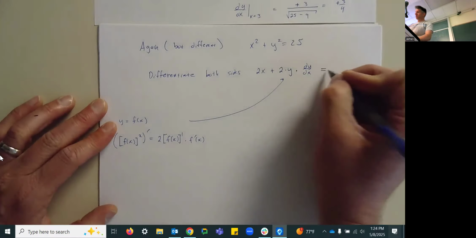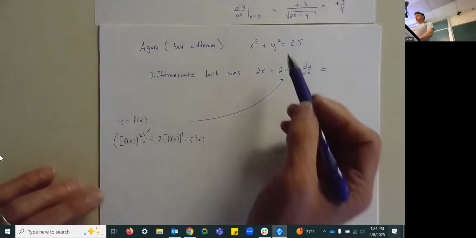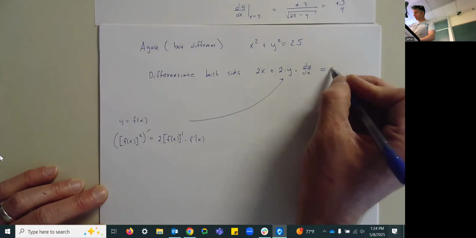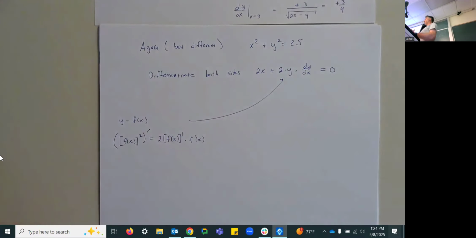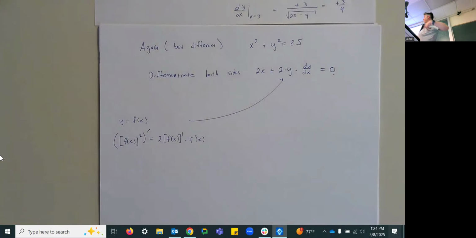On the right-hand side, what should I have? Ooh, good question. We're taking the derivative of both sides. The derivative of 25 is going to be 0. You be careful though, because for whatever reason, people often forget that we're doing it to both sides. I've seen many, many students over the years write 25 there instead of 0, because they think it's just 25. No, it's the derivative of 25, which is 0.